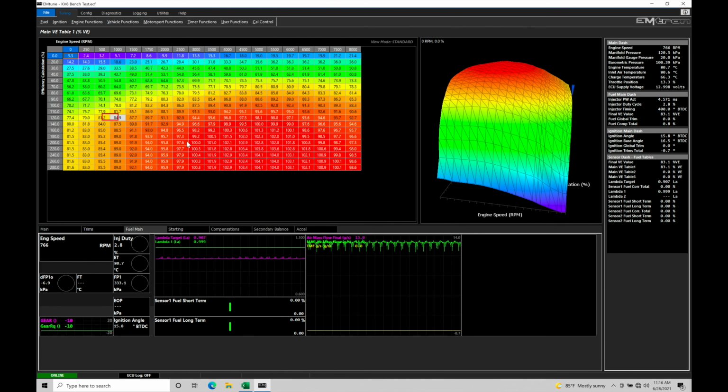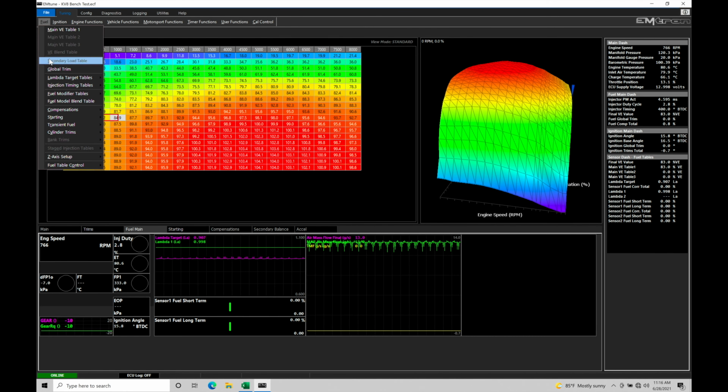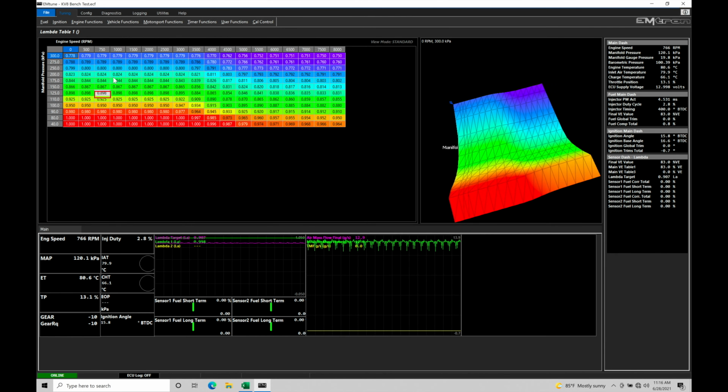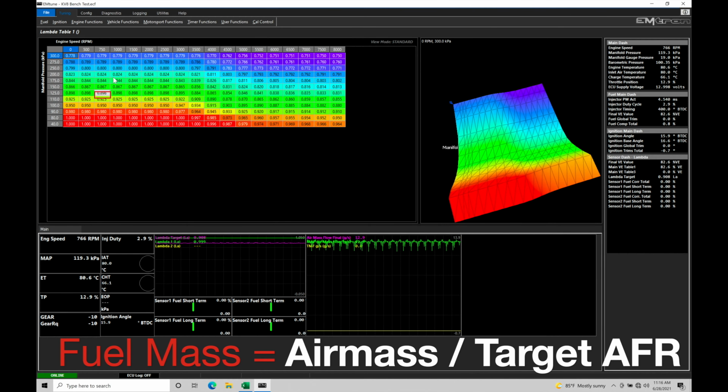The first thing I want to talk about is if we go into fuel and drop down here under lambda target tables, we'll find we have our lambda table 1. This specifies what we want to run our lambda target at in our fuel modeling. Now we know we have an underlying equation. We've talked about this already in several other videos. Fuel mass is equal to air mass divided by target air fuel. This specifies what we want the target lambda to be, and then based on the stoichiometric ratio of the fuel we're running in our fuel system, it'll convert that into an actual target air fuel and allow it to scale up or down our fuel mass calculation.